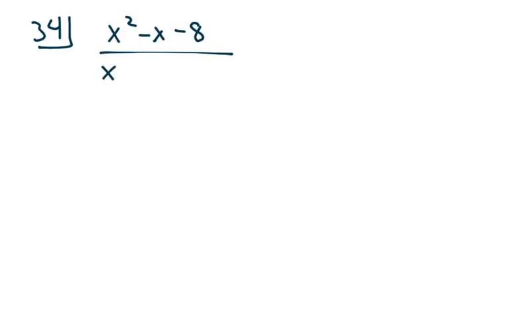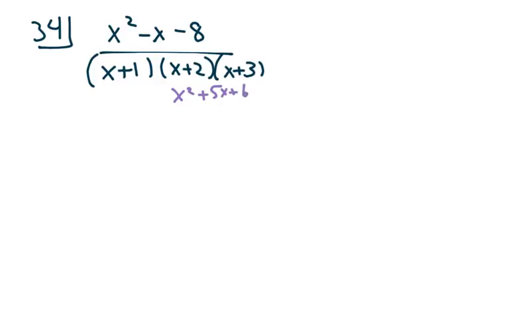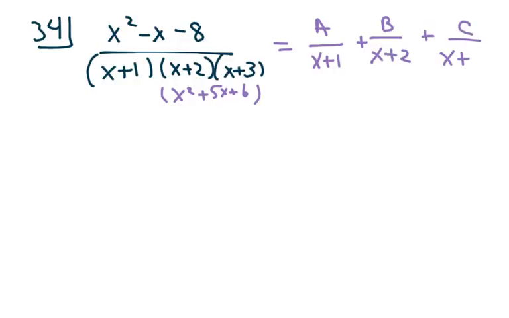So we're going to do 34. 34 is basically a little different. We have x squared minus x minus 8 over x plus 1 times x plus 2 times x plus 3. I think your book gave it to you this way, x squared plus 5x plus 6, so you're going to have to factor that. So in this case, we're going to have a over x plus 1 plus b over x plus 2 plus c over x plus 3.